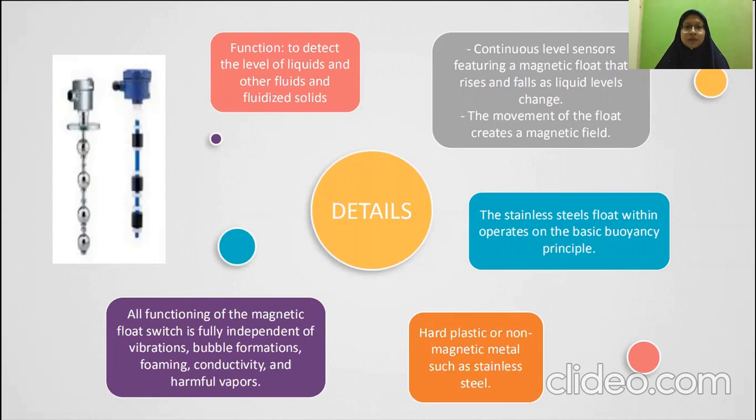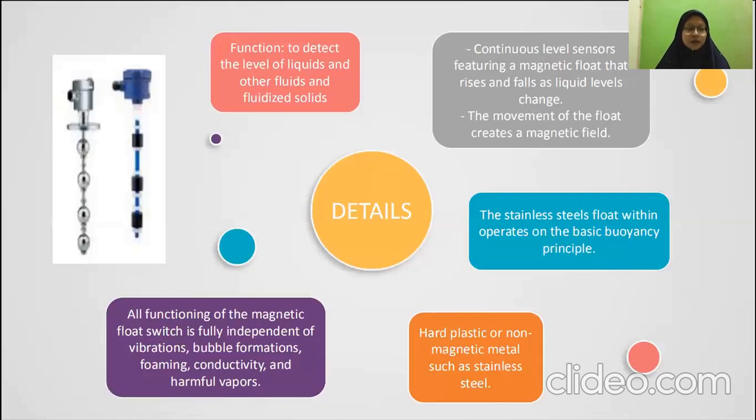It is a continuous level sensor featuring a magnetic float that rises and falls as liquid levels change. The movement of the float creates a magnetic field. When the float rises, the magnetic field will actuate the electrical or pneumatic switch. Meanwhile, when the float falls due to a falling liquid level, it will deactivate the electrical or pneumatic switch.